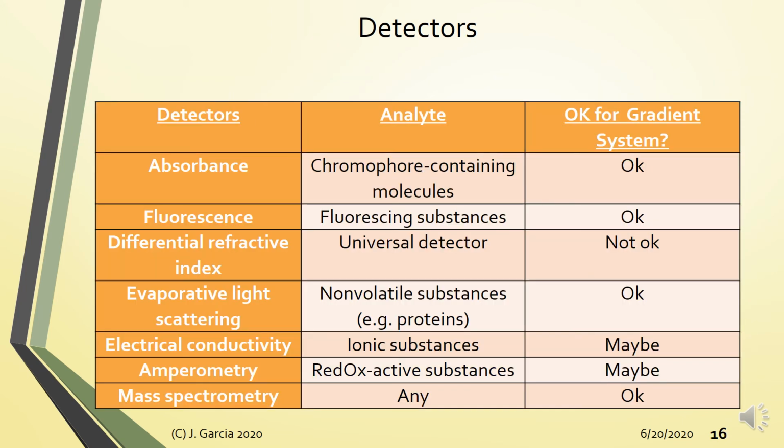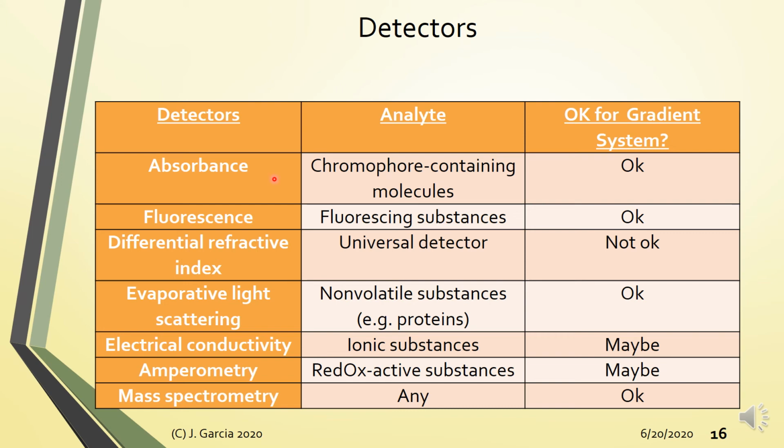So next we have the detectors for HPLC. The choice of detector depends on the nature of your analyte. One of the most common detectors are those based on absorbance measurements. Ito yung UV-vis detector. If you remember, it's actually for compounds or analytes that have chromophores. So pag walang chromophore, you cannot analyze that compound using absorbance detectors.